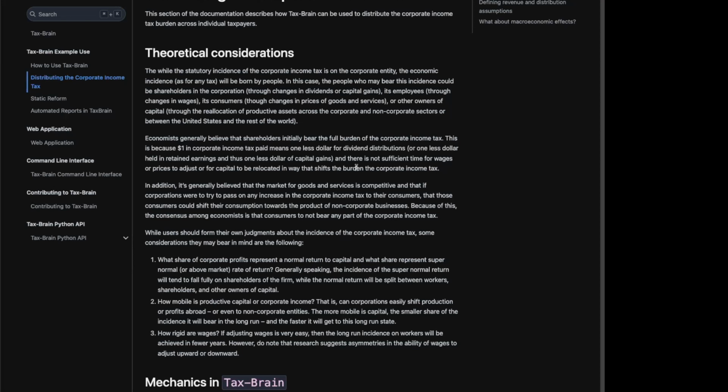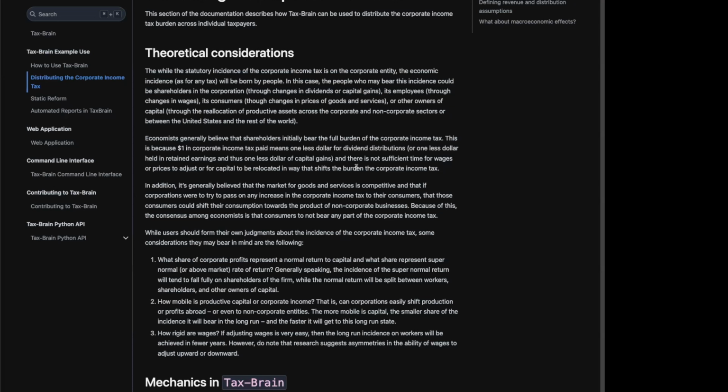So I want to share a little bit about the theory behind that corporate income tax incidence distribution, and then show you how it's implemented in the TaxBrain model in case it's useful for your analysis. First thing I'm going to do is share a screen that shows the documentation for TaxBrain, where a new section has been added about distributing the corporate tax. The section starts off with those theoretical considerations.